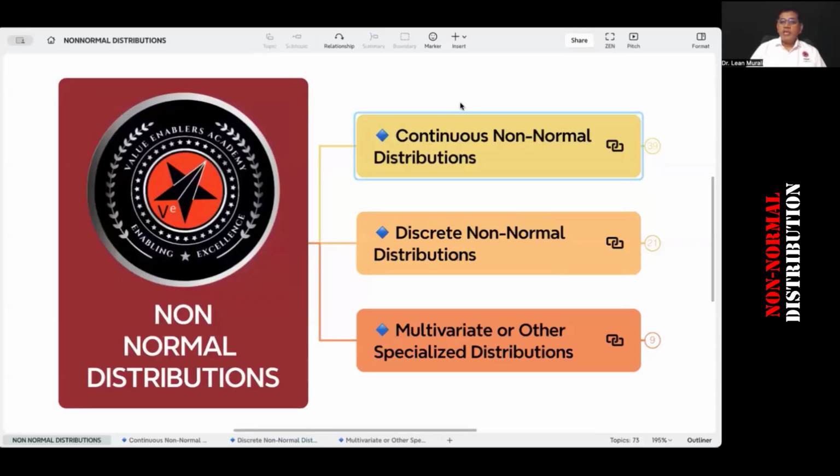Okay, so what do you see on the screen? Type in the chat box. If you see non-normal distribution, type ND in the chat box, so that I want to make sure that you see the right screen. And this is chapter 20.